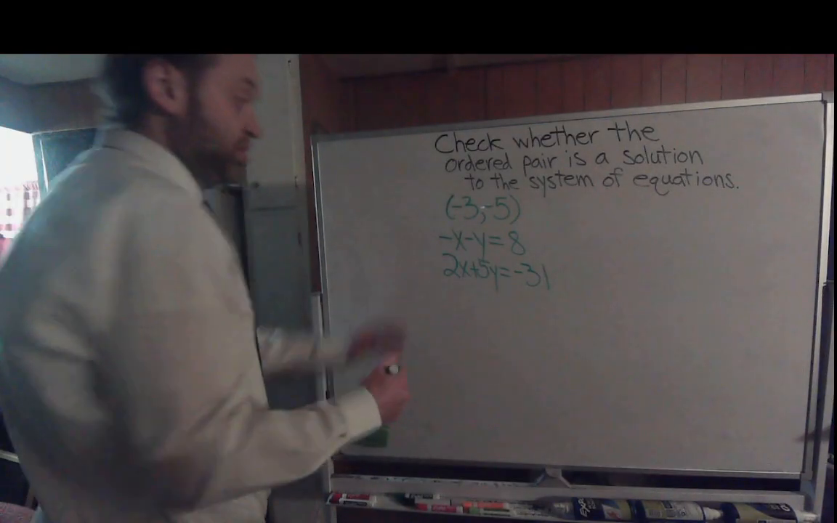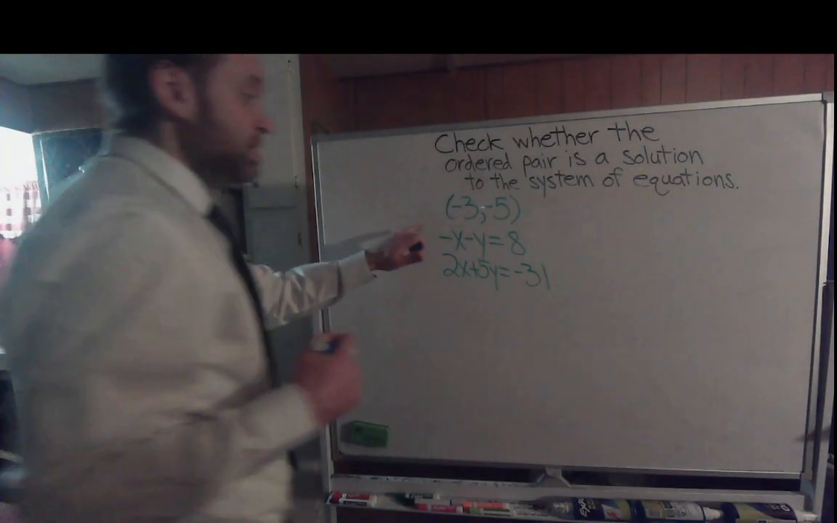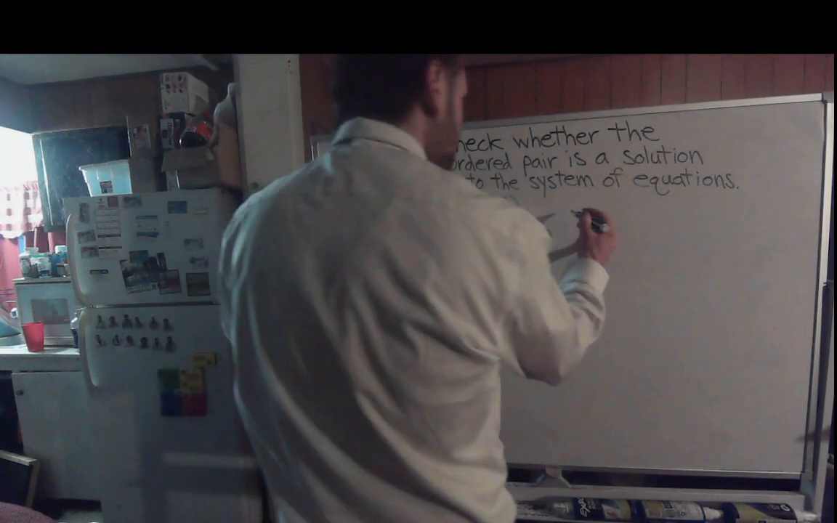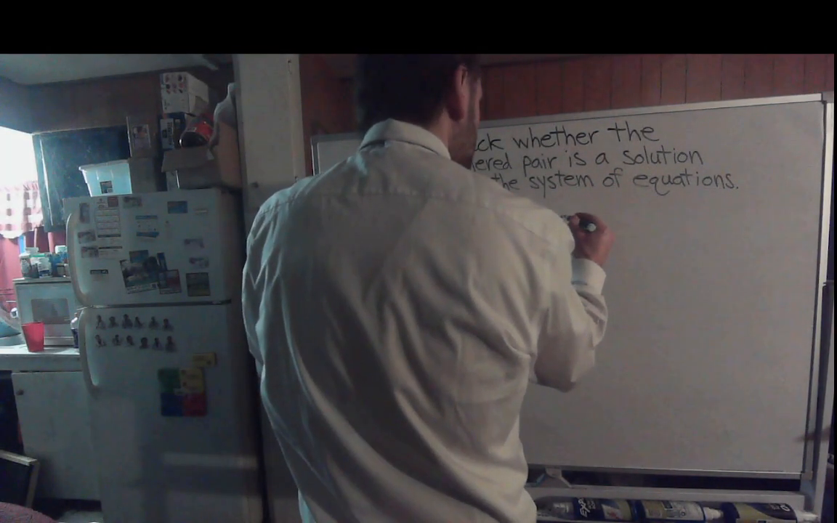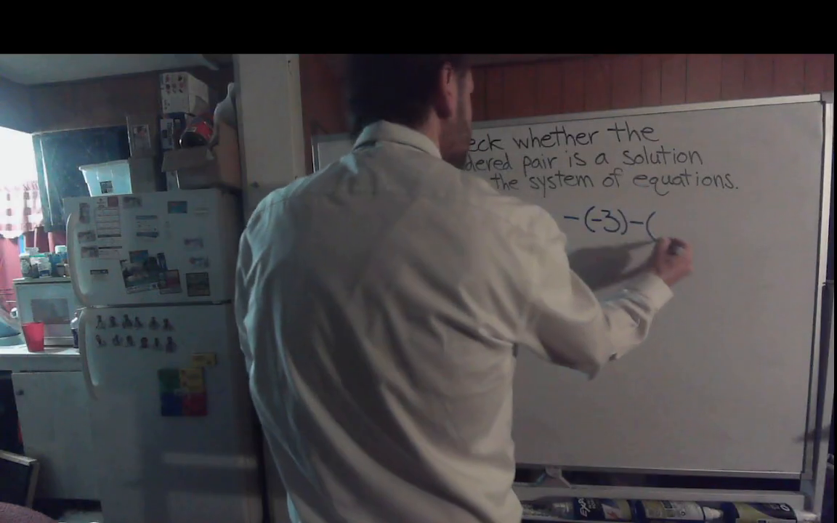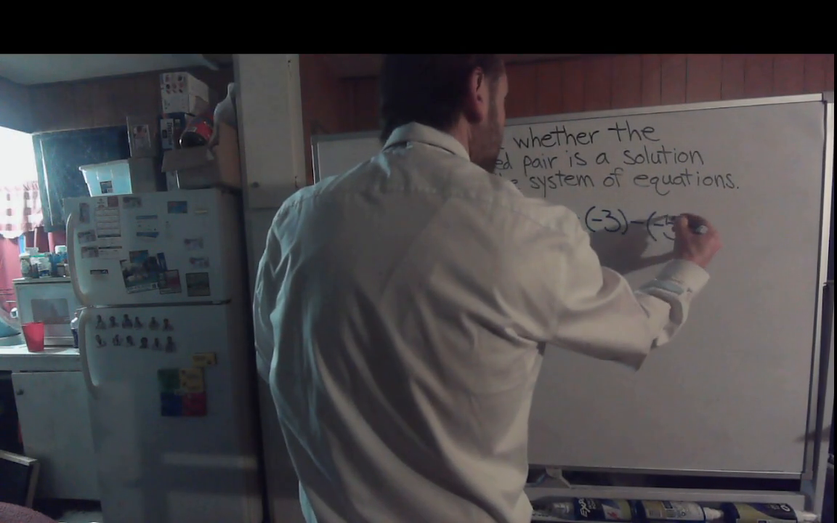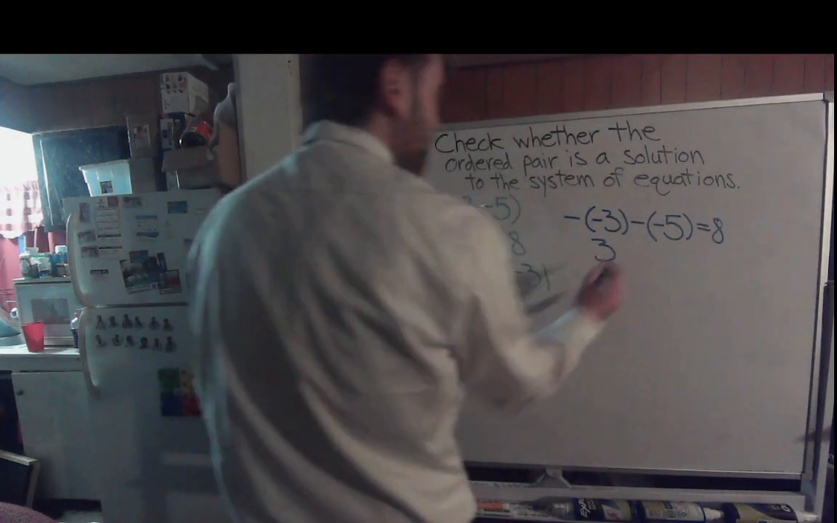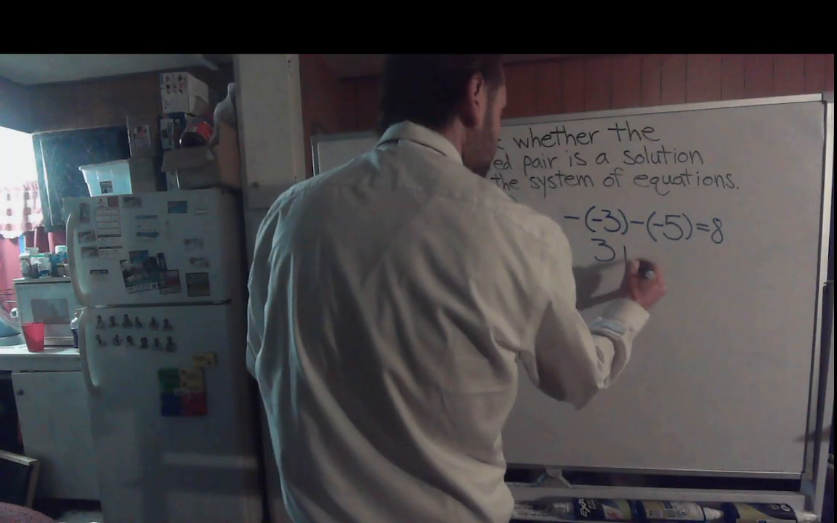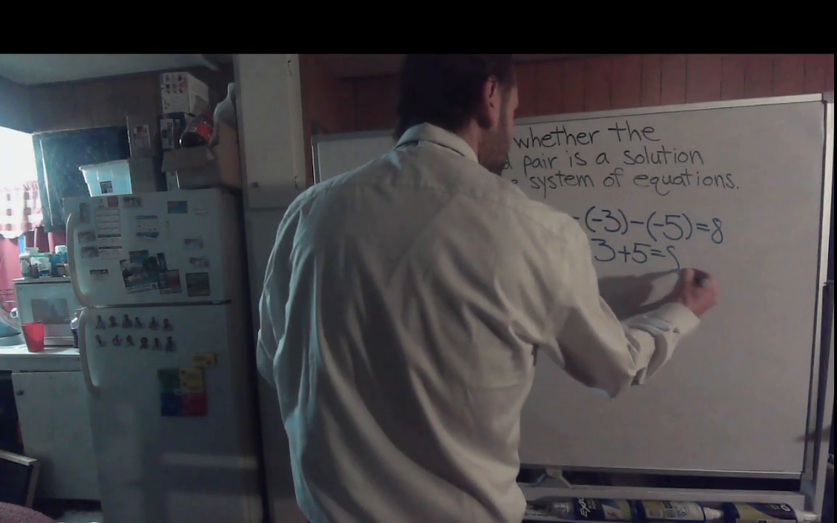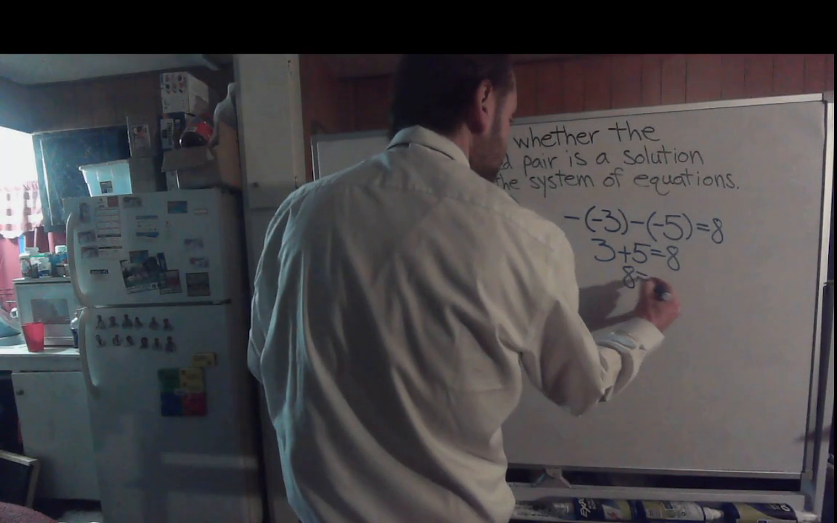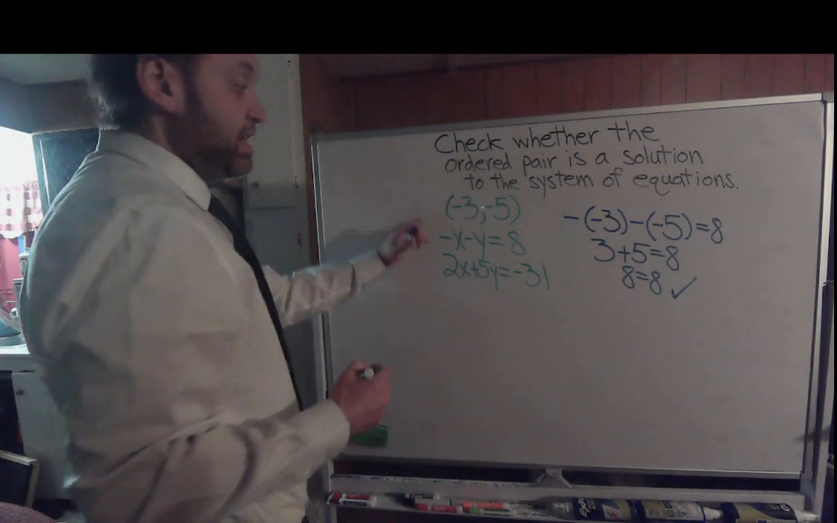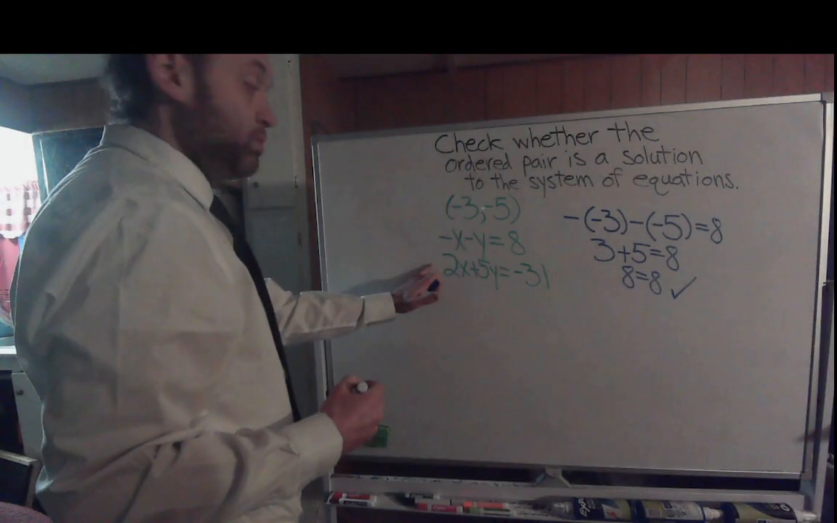Well, let's start sticking the x and y values in. Negative x minus y equals 8. Take your x value, so you'll have negative of negative 3 minus negative 5 for your y value. Set that equal to 8. Well, negative of negative 3 is positive 3. Minus negative 5, that's plus 5. 3 plus 5 equals 8. And 8 equals 8. That's a true statement. It checks out for the first equation, but what about the second one?